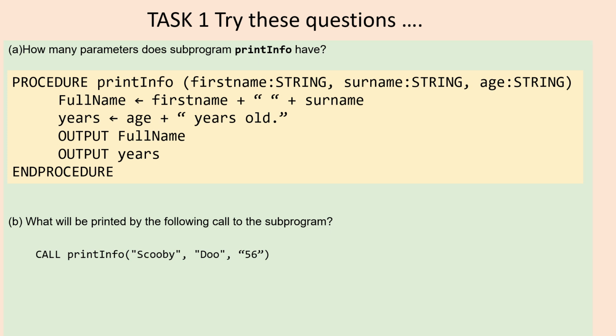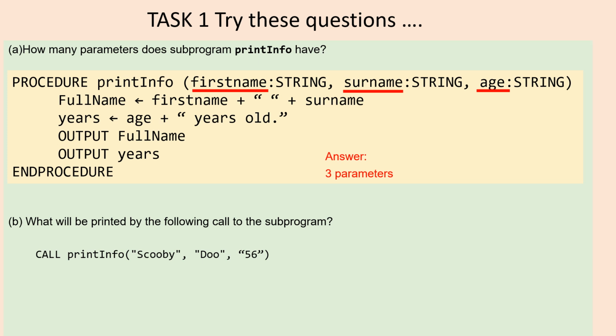Okay, so how many parameters does the subprogram print info have? So here's our subprogram. So remember, we're looking in the definition and the parameters are inside our brackets here. So I can see first name, which is a string, surname, which is a string, and age, which is a string as well. So we've got 3 parameters. Okay, next question. What will be printed by the following call to the subprogram? So we've got 3 arguments here. Scooby is going to be passed to the parameter first name, doo passed to the parameter surname, 56 to the parameter age. So full name is going to be first name concatenated with a space concatenated with surname.